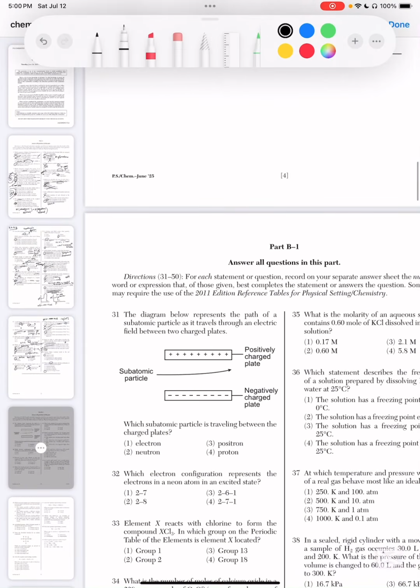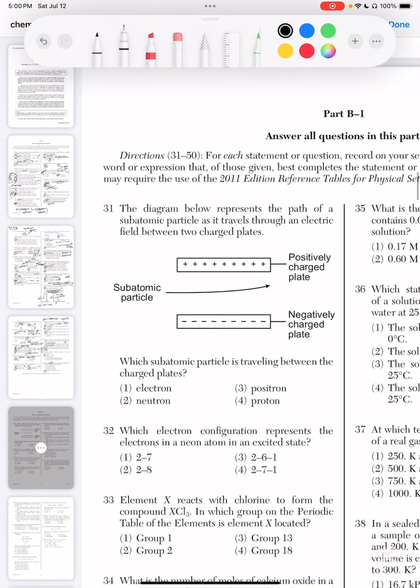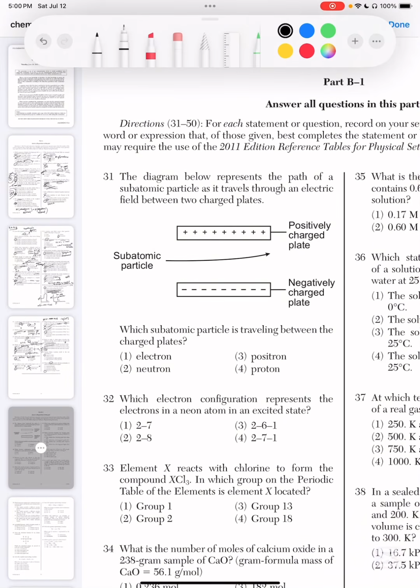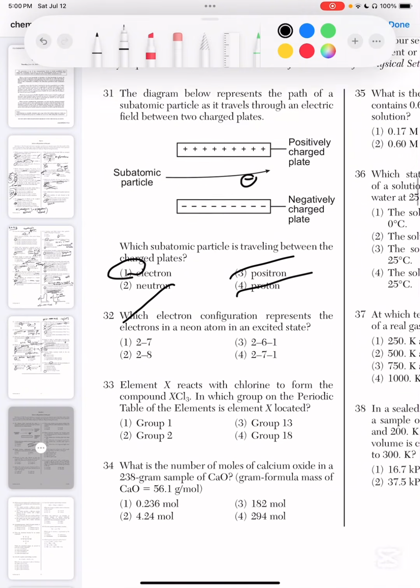The diagram below shows two charged plates. Okay, so it's going towards the positively charged plate. So this thing is negatively charged. It's not a positron, not a proton. Neutron doesn't have charge. It's got to be an electron.